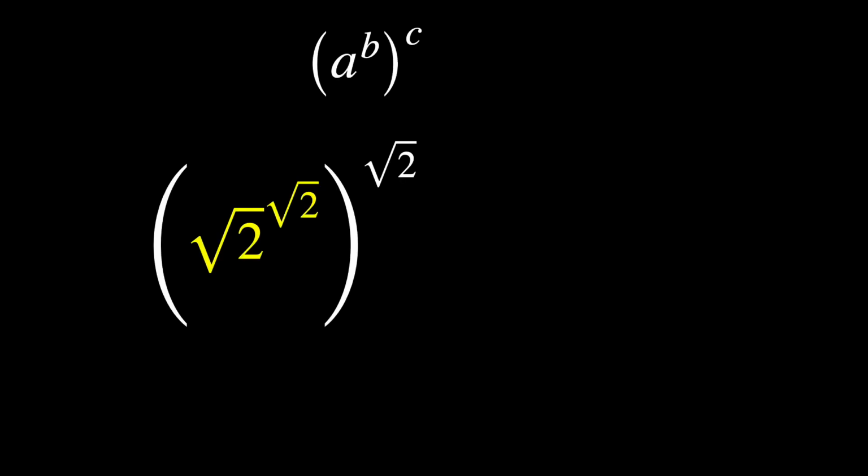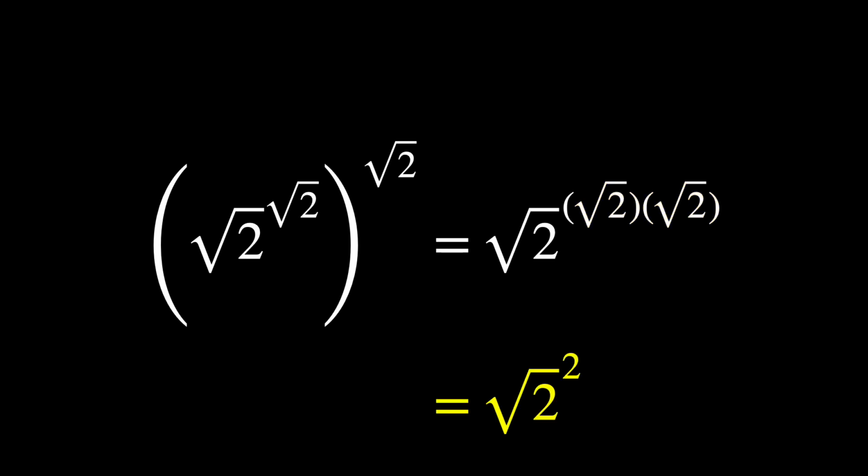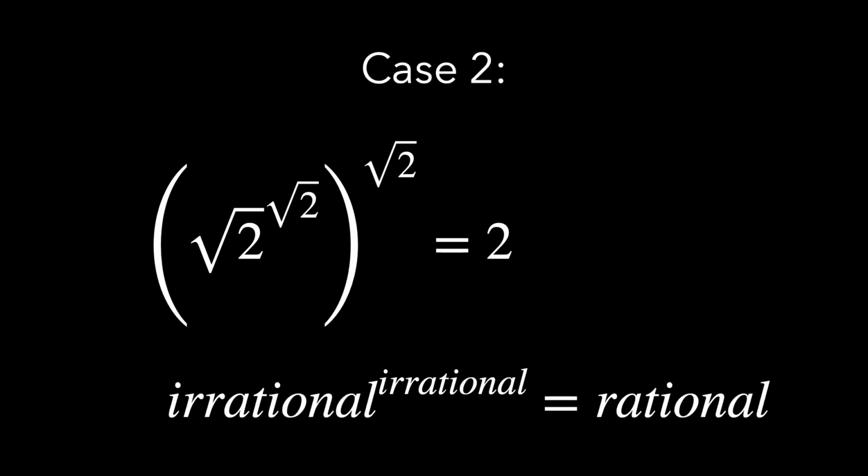The square root of 2 to the square root of 2, that's our a to the b. Raising that to the square root of 2, that's our c. And so a to the b to the c is a to the b times c, so that's square root of 2 raised to the product of square root of 2 times square root of 2, but square root of 2 times square root of 2 is 2. And so the right side becomes the square root of 2 squared, which again is 2. So the square root of 2 to the square root of 2, all to the square root of 2, is 2. And so if the square root of 2 to the square root of 2 is irrational, we've got our irrational raised to an irrational equals a rational.